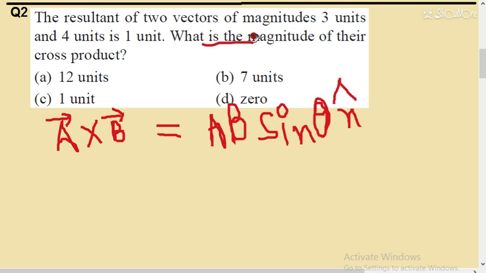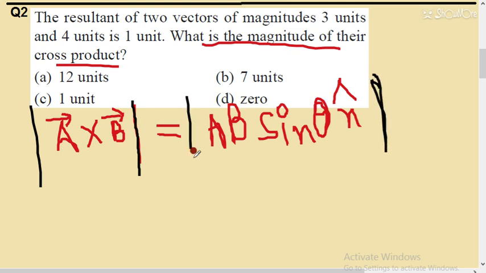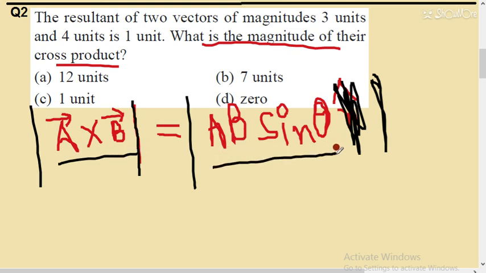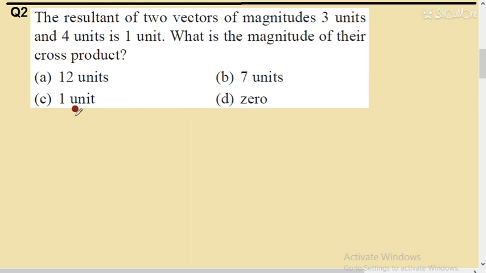But what he is asking is, what is the magnitude of their cross product? So when I have to take the magnitude on both sides, I am taking the magnitude on the left hand side as well as on the right hand side. So when I am taking the magnitude, then this n cap is eliminated because it has the magnitude of 1. N cap is a unit vector. So simply, magnitude of A cross B is equal to AB sine theta. This will be the exact relation.